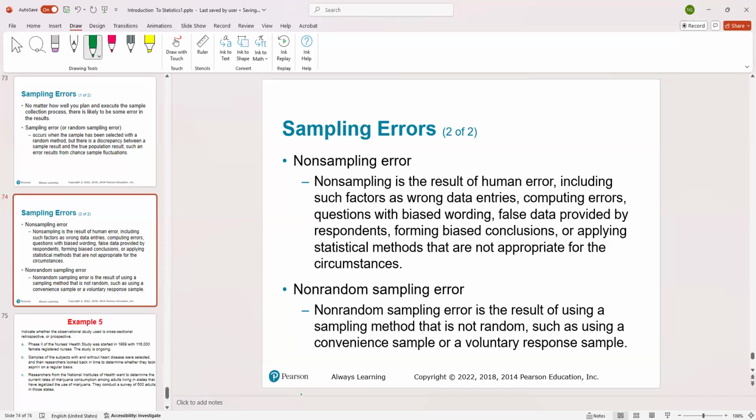But we also have non-random sampling error. It is the result of using a sampling method that is not random, such as using a convenience sample or a voluntary response basis. Very important to see that. So experimental designs really require much more thought and care than we can describe in relatively brief sections, right? In some places they even offer a full complete course in the design of experiments, so if you're interested, feel free to do that.